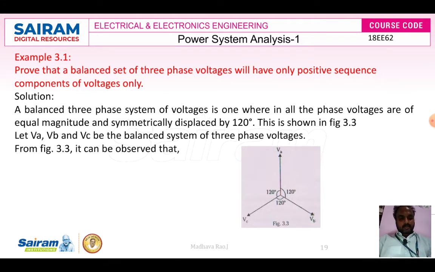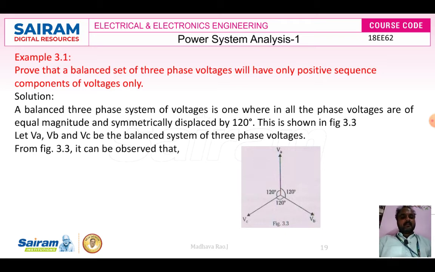So here we have to draw the phasor diagram based on the phase voltages VA, VB, VC. Using that, we have to make one phasor diagram. The phase difference between any two phase voltages is 120 degrees. A balanced three phase system of voltages is one wherein all the phase voltages are of equal magnitude, symmetrically displaced by 120 degrees. So you can observe in this figure.